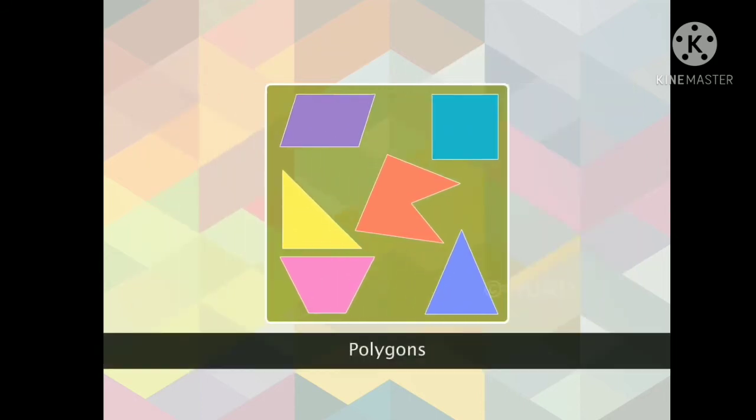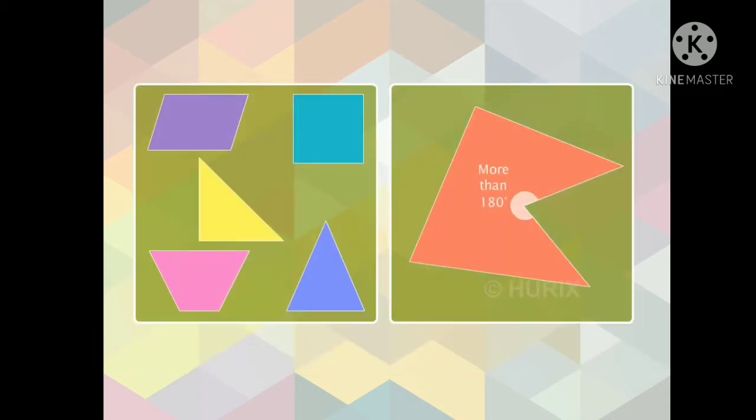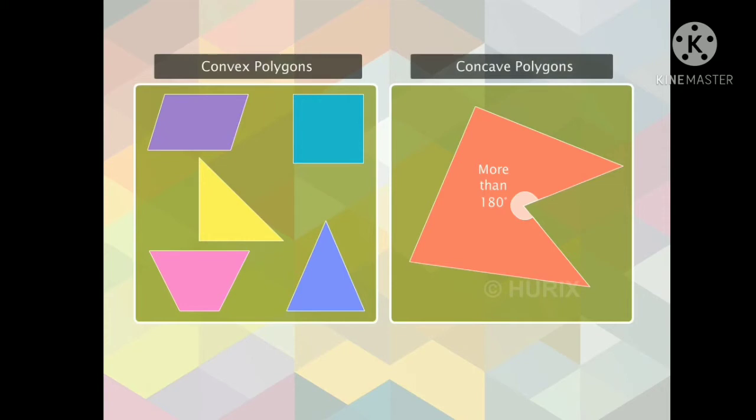These polygons are further classified as convex and concave polygons. Polygons in which all interior angles are less than 180 degrees are convex polygons. Polygons having one reflex angle are concave polygons.